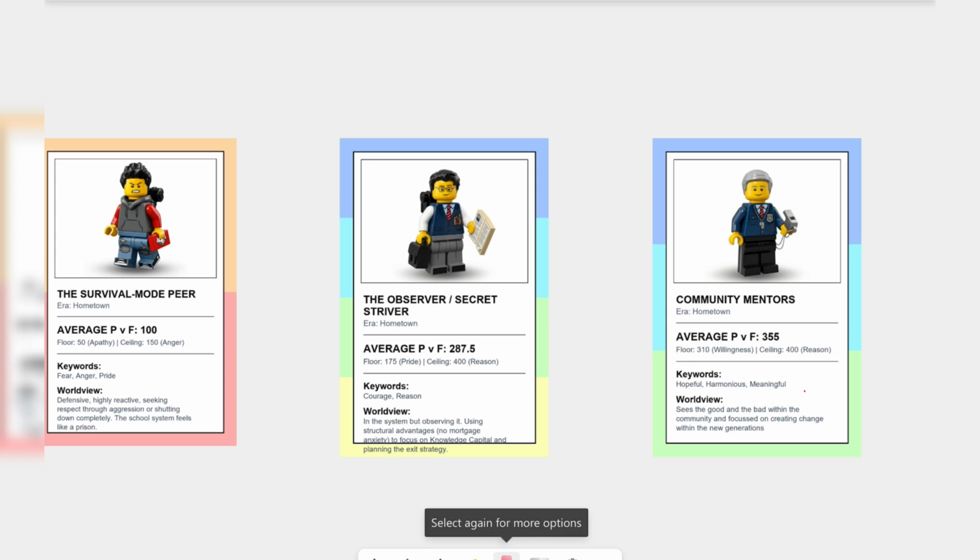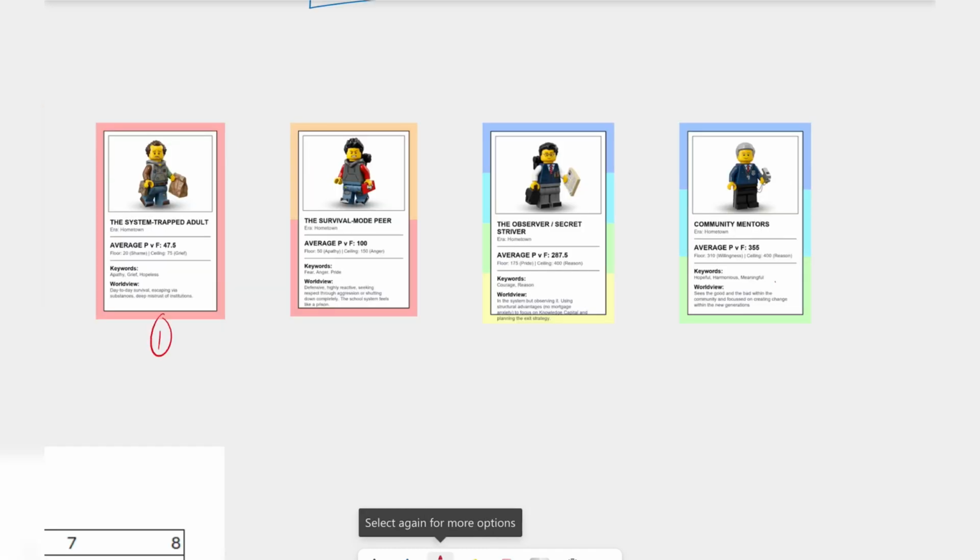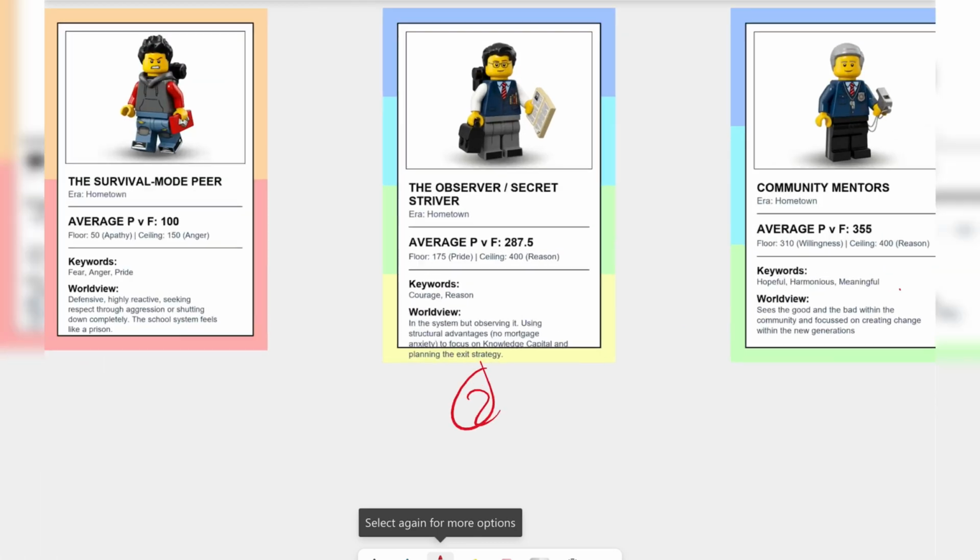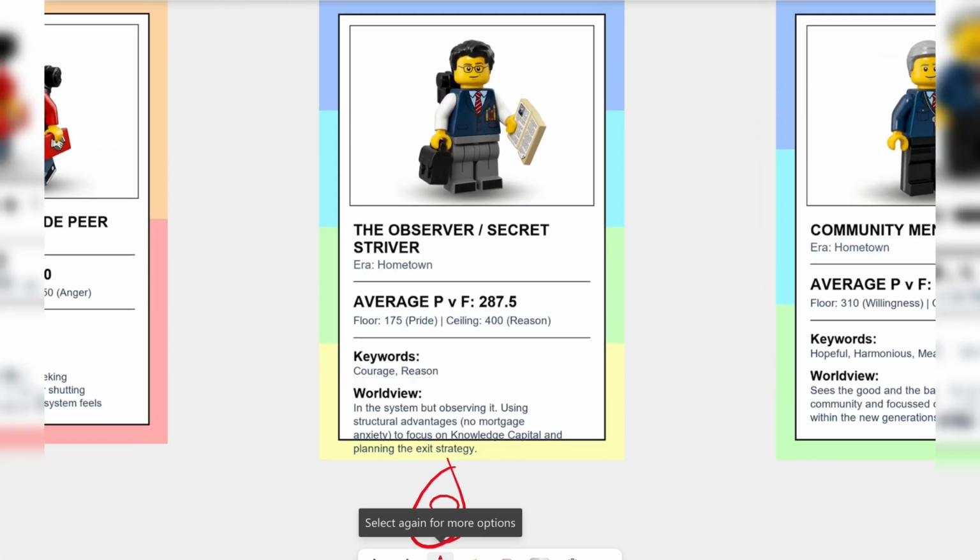The observer/secret striver, this is the archetype that I haven't introduced yet. The system-trapped adult was the first, and this is the second new archetype. This archetype is actually my archetype. I knew that I was going to escape the hometown. I was in the system, I was observing it, and I was using my structural advantages given to me by my parents, the no mortgage anxiety, and I was living beyond my means, beyond what my means should have been based on cash flow, to focus on my knowledge capital and planning my exit strategy.